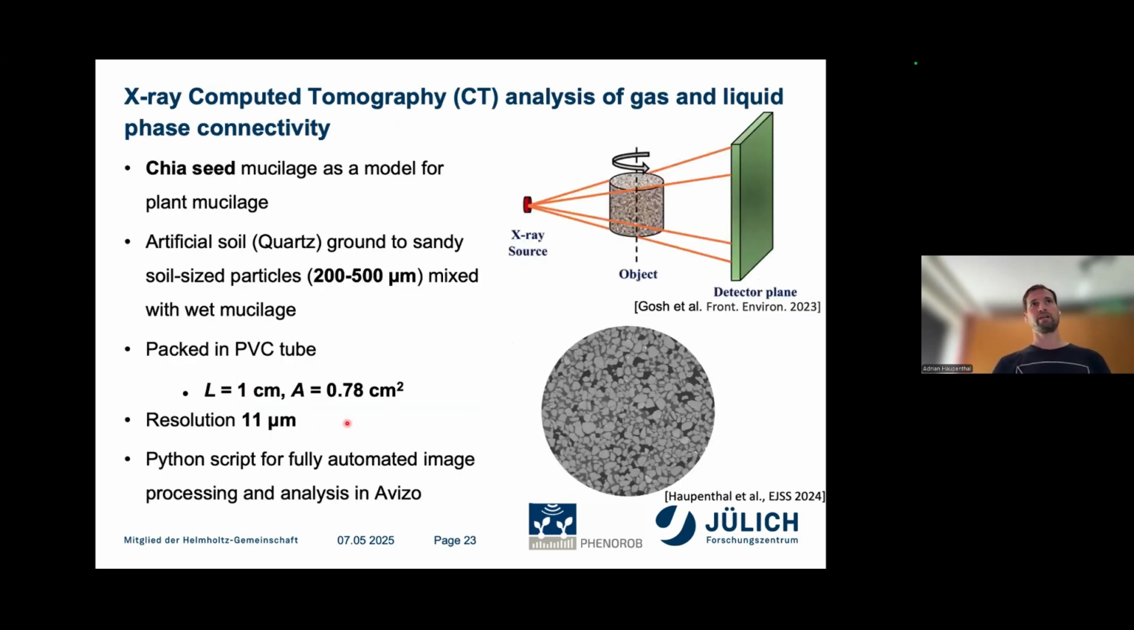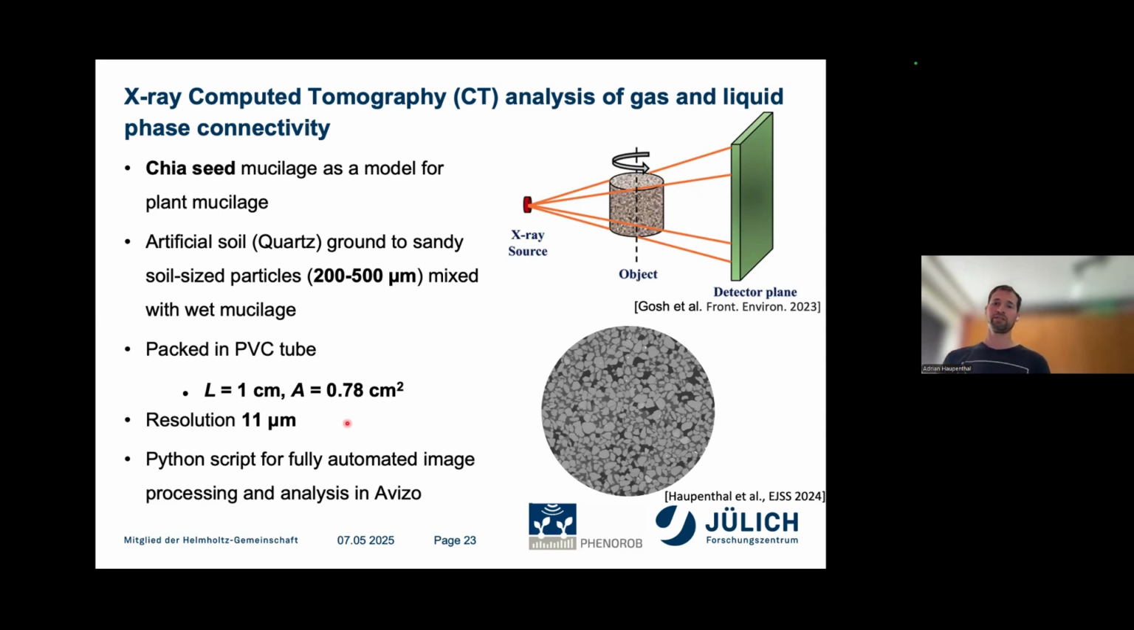So in the next step, I used X-ray computed tomography to analyze the connectivity of the gas and the liquid phase in the soil samples. I used chia seed mucilage again as a model for the plant mucilage, and again the artificial soil, the quartz sand with 200 to 500 micrometer particle size. I packed them in sample holders with a height and a diameter of 1 centimeter.